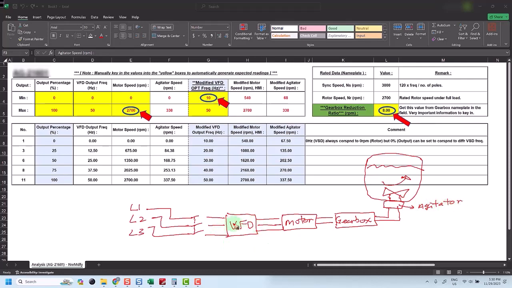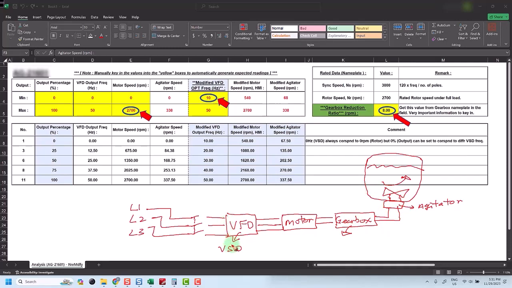Alright, this is a VFD. Sometimes people call it VSD, variable frequency drive, variable speed drive. It basically refers to the same thing. This is a three-phase motor, and then this is a gearbox. A gearbox is basically a device to reduce the motor speed. It has a reduction ratio, maybe 7 to 1, 6 to 1, 8 to 1, etc. So basically it just reduces speed. This is an agitator.